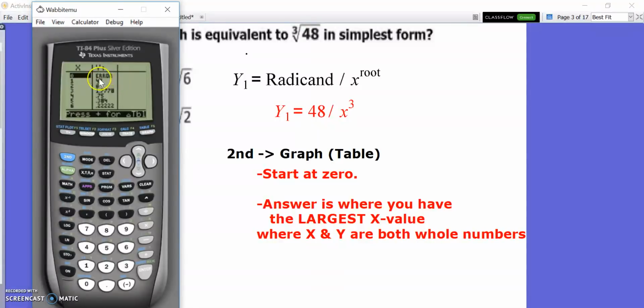Obviously 0 is not going to work. That's why it gives you an error, because it's a dividing by 0 error. We have two choices here. We have 1 and 48, 2 and 6. 3 is not a choice because this is a decimal. We need them to both be whole numbers.